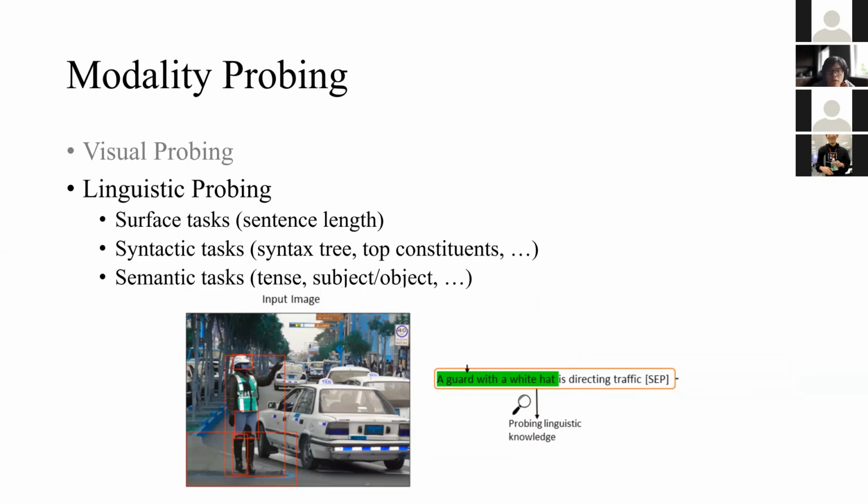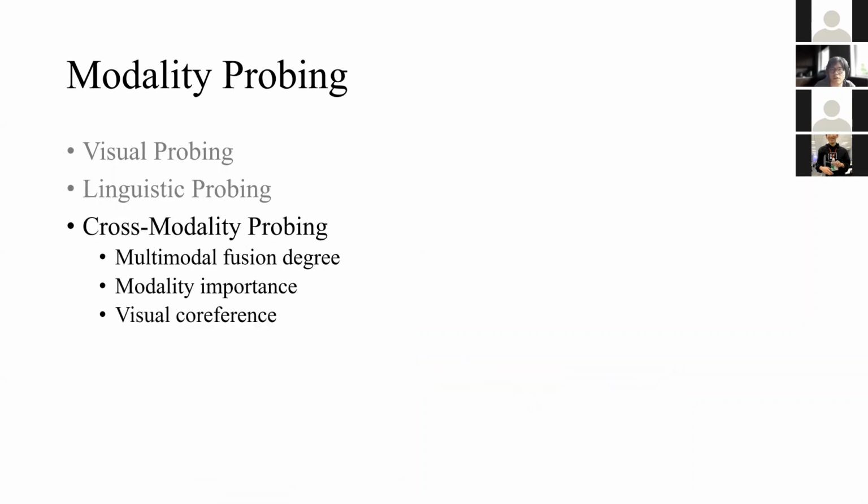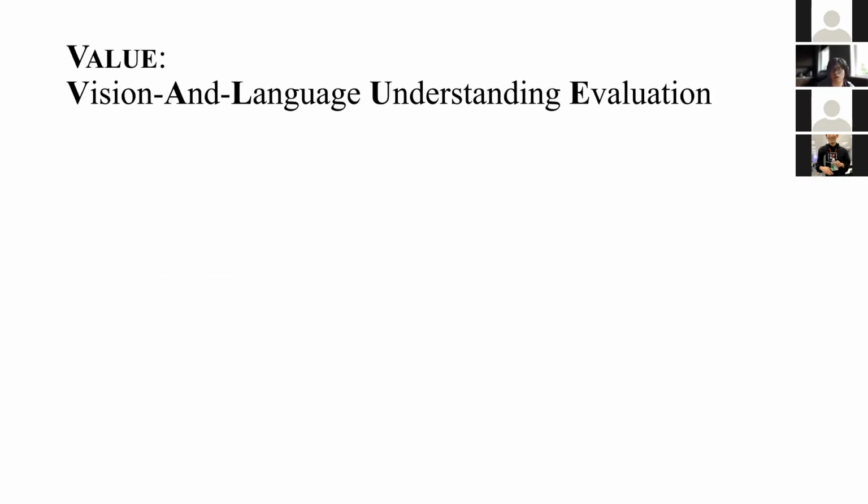For linguistic probing, we follow standard practices on BERT with 3 types of tasks: surface tasks, syntactic tasks, and semantic tasks. We conduct 3 probing tasks to better understand their cross-modality behavior for VLP models. This study is unique for vision and language pre-training because vision-only or language-only models operate on a single modality. Due to time limitation, we will not go into the details here, but list them for completeness.